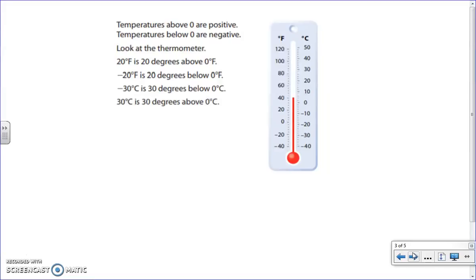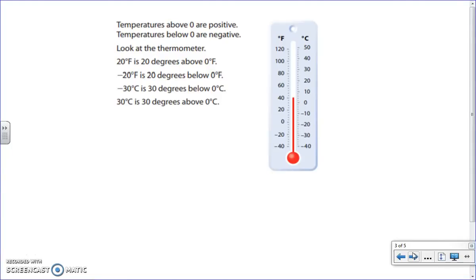Temperatures above zero we consider positive. Temperatures below zero are negative. Look at the thermometer. 20 degrees Fahrenheit is 20 degrees above 0 degrees. -20 degrees Fahrenheit is 20 degrees below 0 degrees. -30 is 30 degrees below 0, and 30 degrees Celsius is 30 degrees above 0.